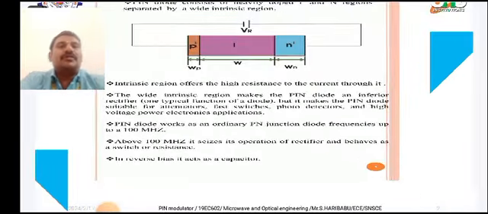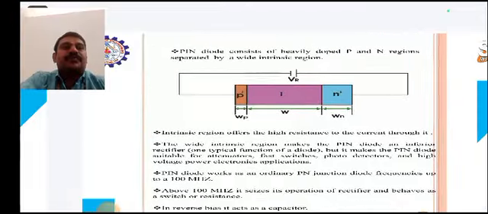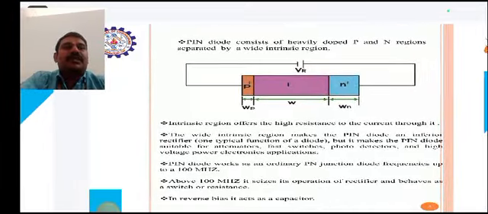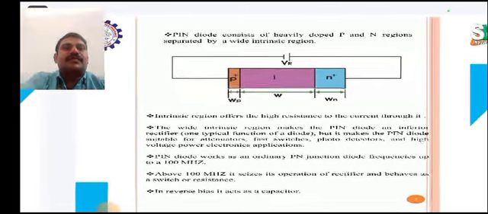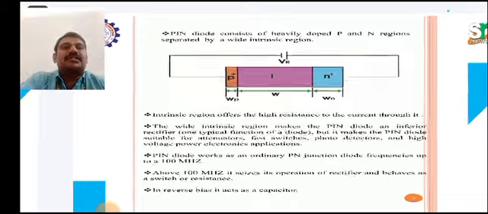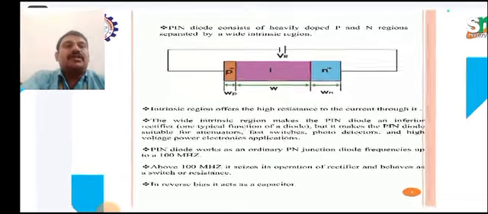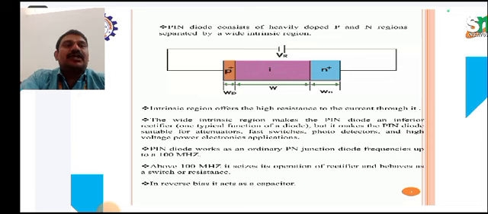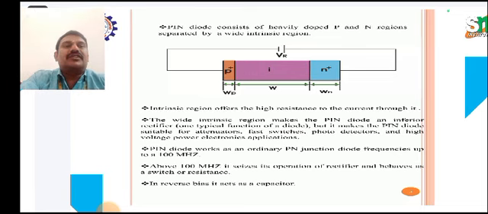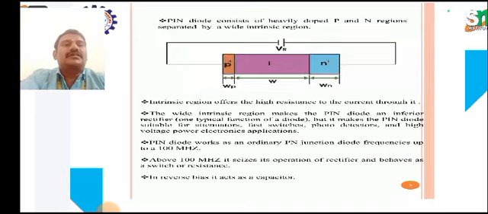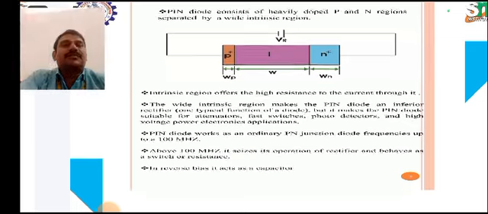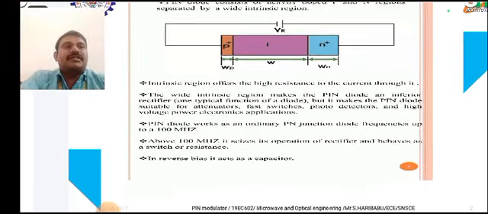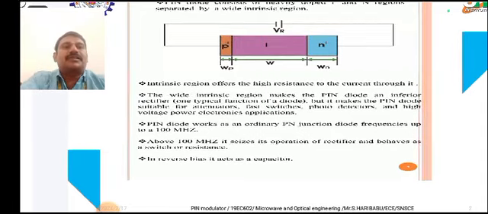A PIN modulator is nothing but a PIN diode, consisting of heavily doped P and N regions separated by a wide intrinsic region. The P junction has width WP, whereas the N junction has width WN, and I has width W. The intrinsic region is the major component. In the diagram, VR is the applied voltage.